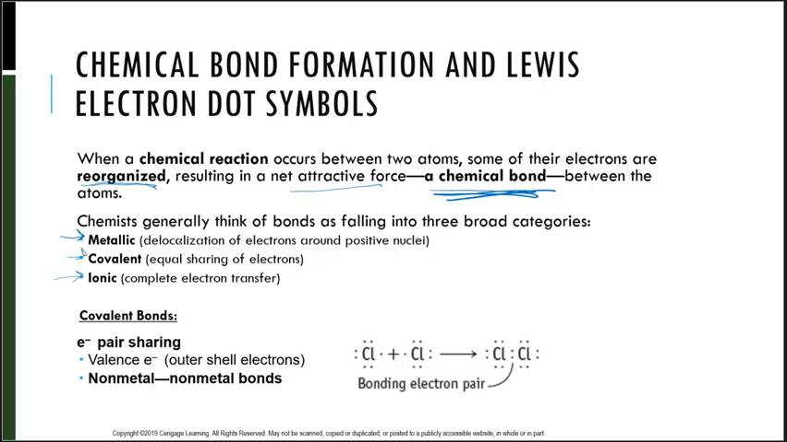Metallic bonds are delocalization of electrons around a positive nuclei. We're not going to spend any time looking at metallic bonds. We mostly focus on covalent and ionic bonds. Covalent is when there's an equal sharing of electrons between two nonmetals. An ionic bond is a complete electron transfer, and there is a metal involved. Let's look at covalent bonds first.